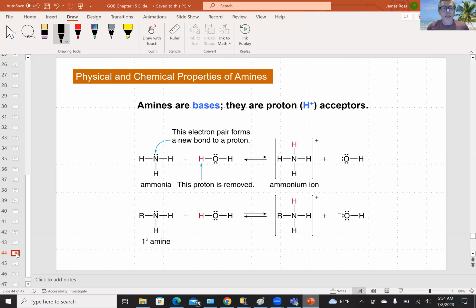We saw that carboxylic acids were acids. They are proton donors. They can form hydronium. Amines are bases. They are proton acceptors, and they can form hydroxide. So an amine can use its lone pair to capture a proton from water, forming NH4+, which is an ammonium ion, and we're left with OH- as the thing that's going to make ammonia a base.